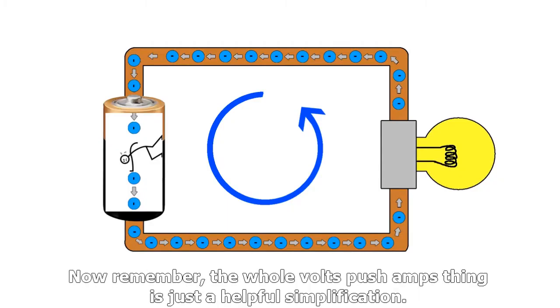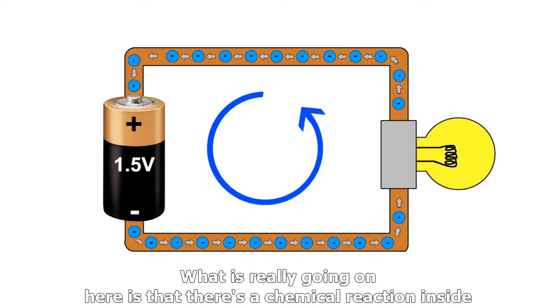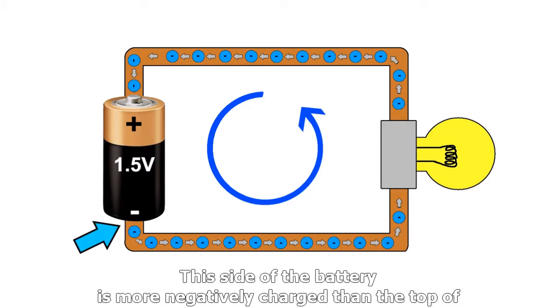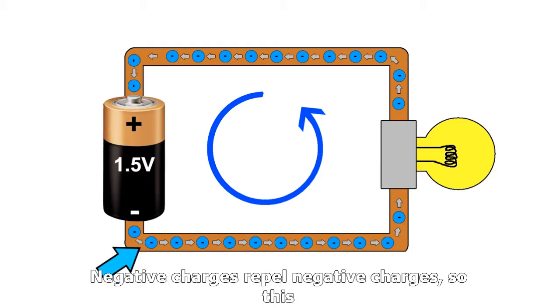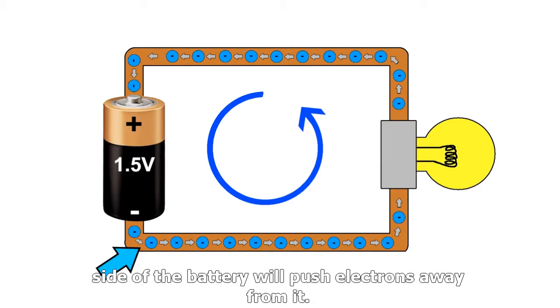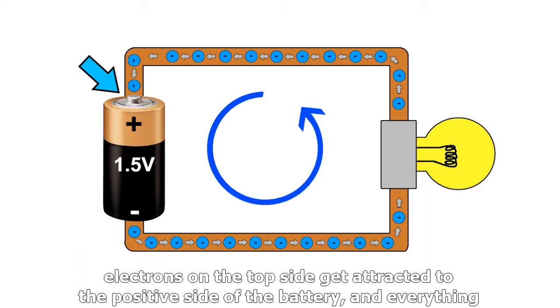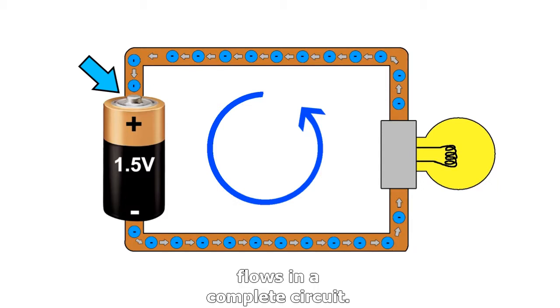Now remember, the whole volts push amps thing is just a helpful simplification. What's really going on here is that there's a chemical reaction inside this battery that's creating a voltage. This side of the battery is more negatively charged than the top of the battery. Negative charges repel negative charges, so this side of the battery will push electrons away from it. Electrons push other electrons, current flows, and the electrons on the top side get attracted to the positive side of the battery, and everything flows in a complete circuit.